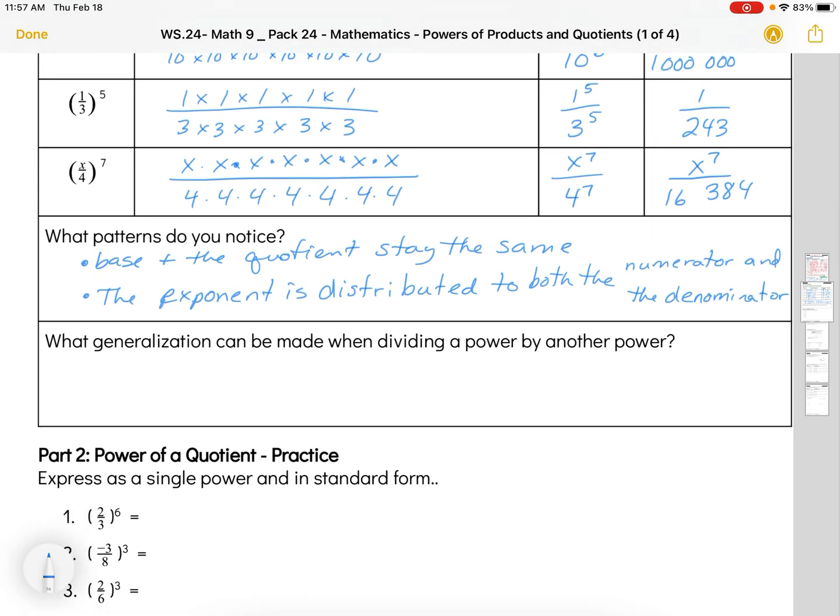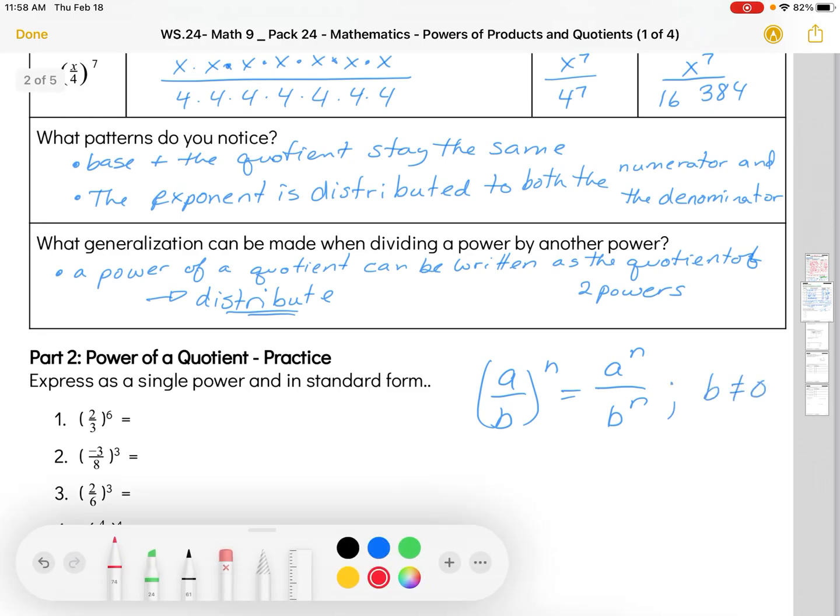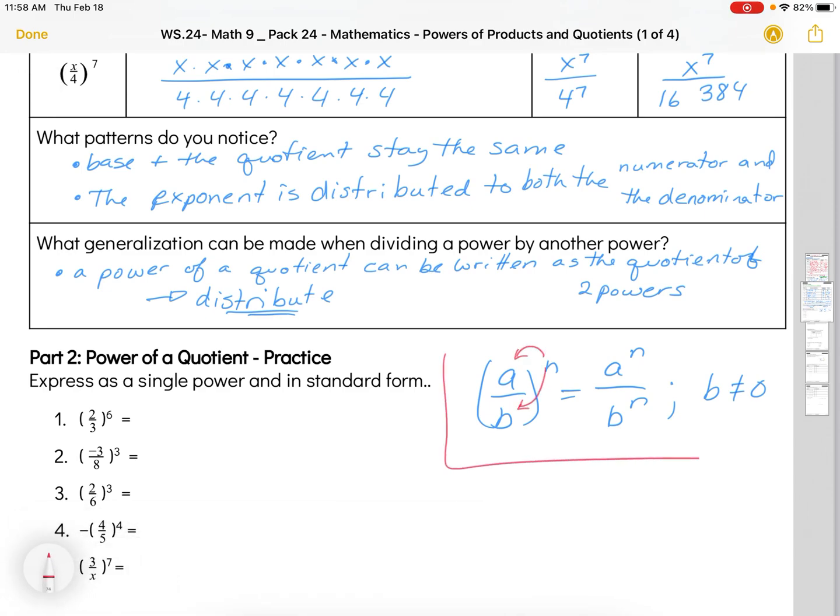Okay, now what generalization can we make? That we can say that a power of a quotient can be written as the quotient of two powers. Now, I like to write my little rule, so I'm going to write it down below. And again, we distribute, right? I like that word. So we have a over b to the n is equal to a to the n over b to the n, okay? And it's important to note b can't equal 0. So what we're saying basically is that this n gets distributed to both the top and the bottom, okay? So that would be our rule for power of a quotient.